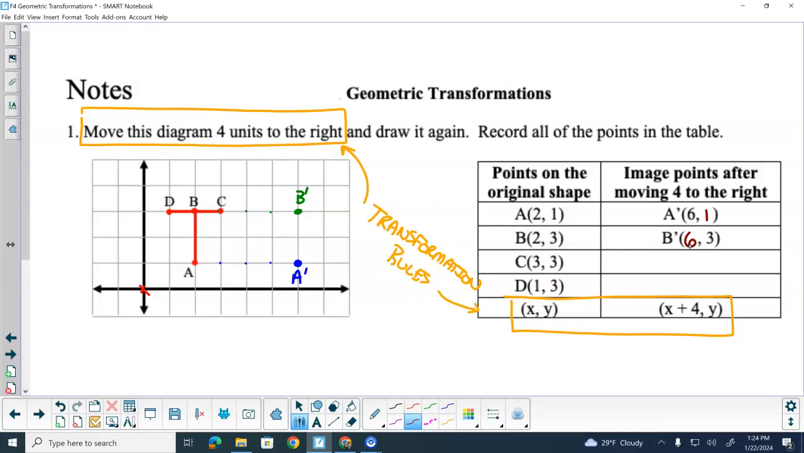Then we got to move C prime 3 spots. Or excuse me, 4 spots. 1, 2, 3, and 4. So there would be C prime. What would the coordinates of C prime be? 7 comma 3? Yeah. And lastly, we got to move D prime. 1, 2, 3, and 4. So then that would be D prime, and that would be at the point 5.